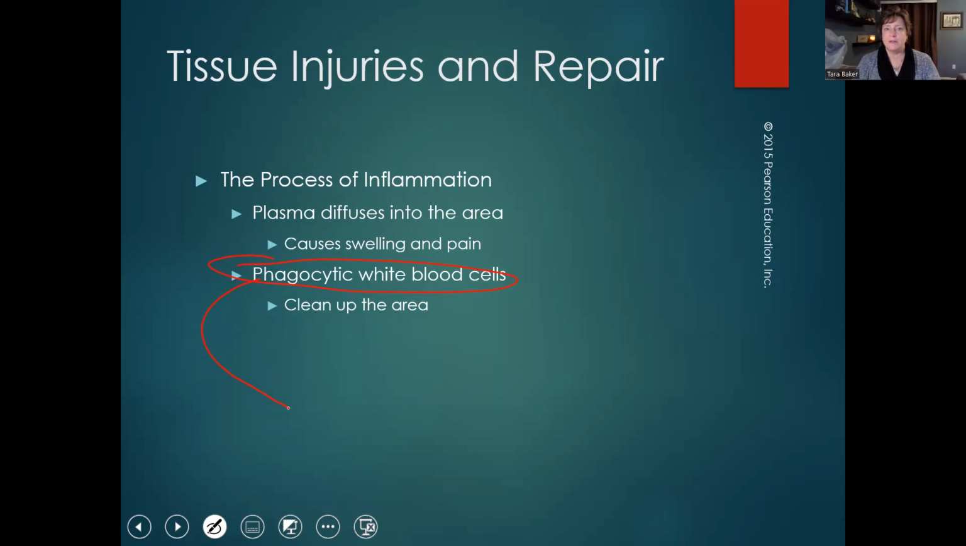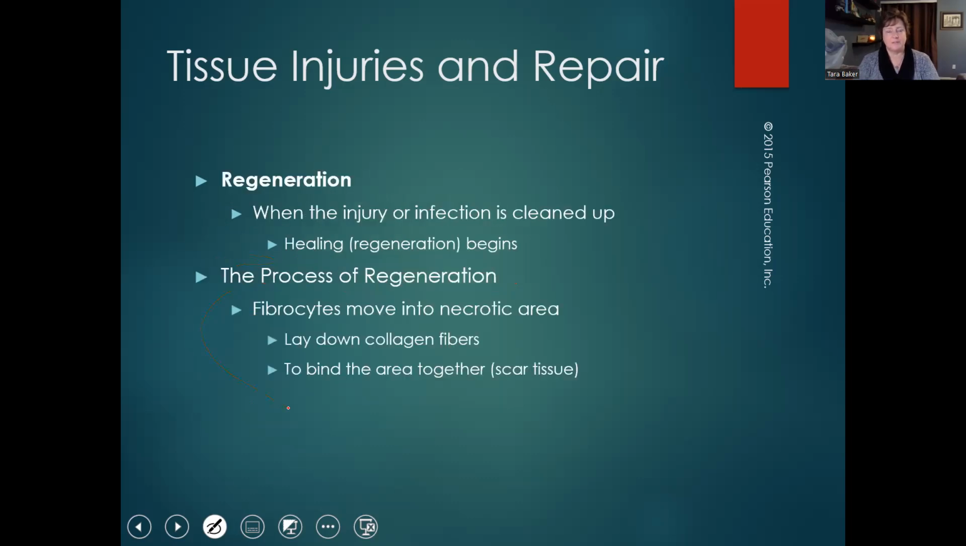So the white blood cells are coming with the blood in the bigger blood vessels, and they're being attracted to the area by the mast cells, and they're going to clean up the area and get rid of all those dead cells. So that's inflammation. Once the white blood cells come and do their job, it can be hours to days to clean up the area and to clean up all the tissue. Then we can start to regenerate.